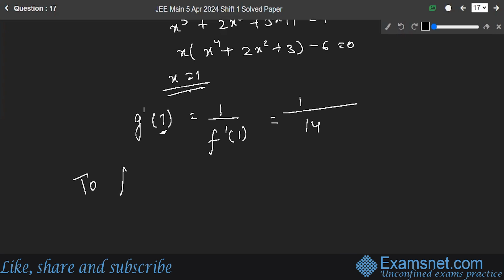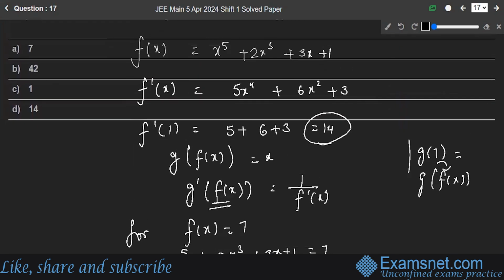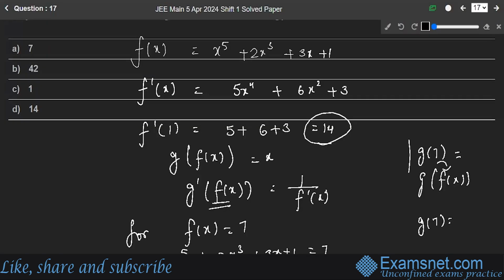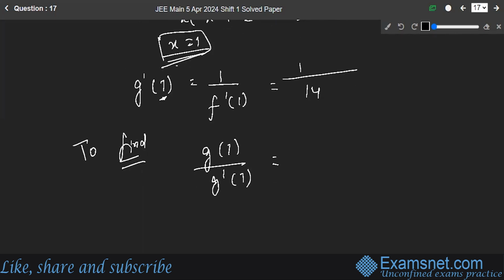Now you have to find out g7 upon g dash of 7. What is your g7 equal to? G of 7 will be equal to the value of x when your fx will be equal to 7. And when was your fx equal to 7? It was 7 when x is equal to 1. Correct? So g of 7 will give you x, this will be 1.